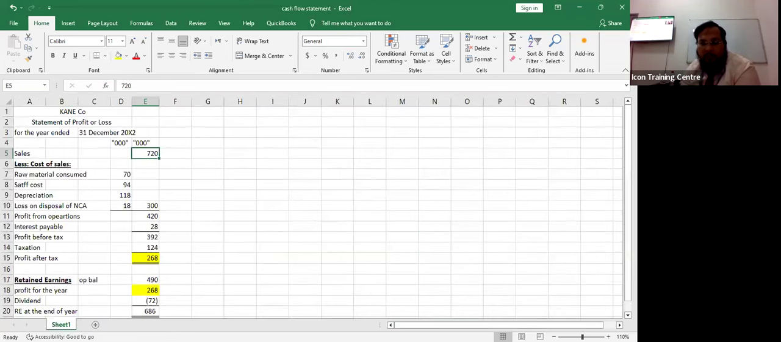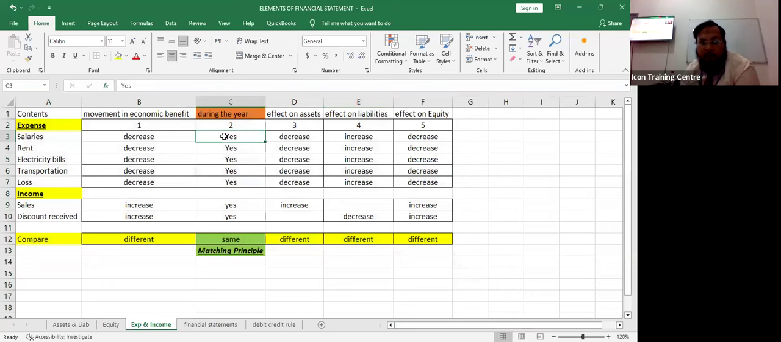If you remember the definition of income, it says that income is the increase in economic benefit during the year, with the effect of asset increase and equity increase. So there is no information about cash. How much cash we have received, we do not know. Why? Because we are doing this on the accrual assumption. So we are recording sales, our income, on the basis of the definition. How much cash we have received against that sales, we do not know.